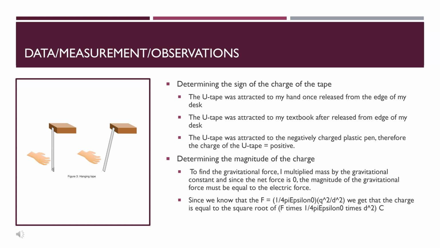Therefore, I knew that the electric force was equal to 1 over 4 pi epsilon naught times the charge squared over the distance squared, the distance between tape A and tape B. And when you manipulate that formula, I got that the charge was equal to the square root of the electric force times 1 over 4 pi epsilon naught times the distance squared.